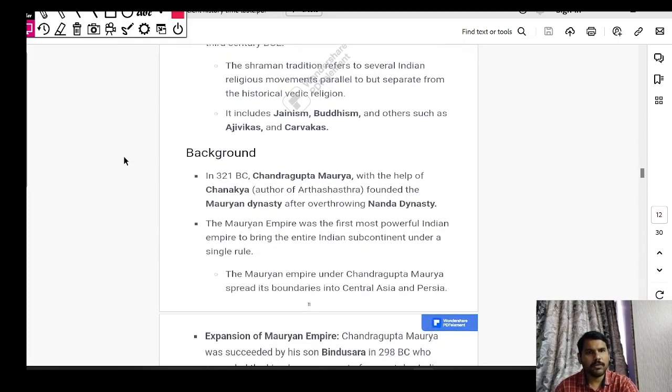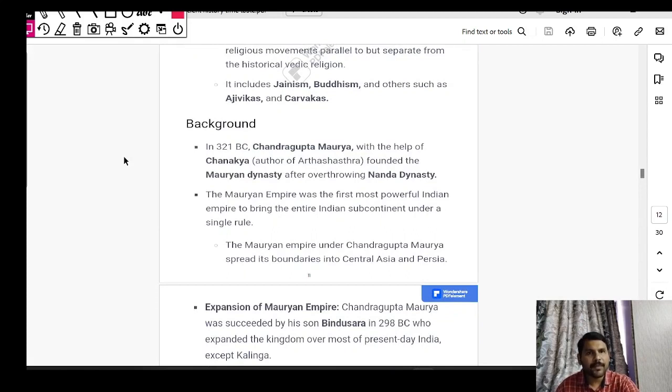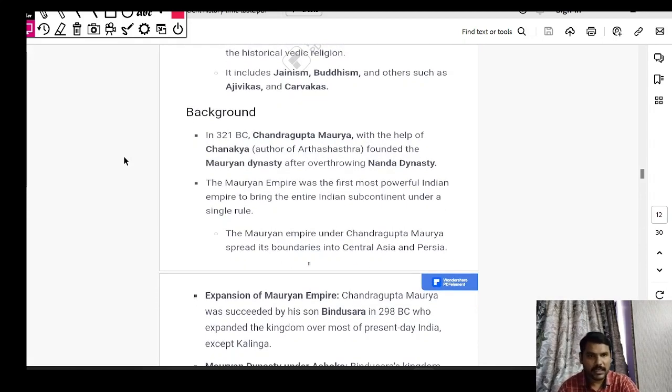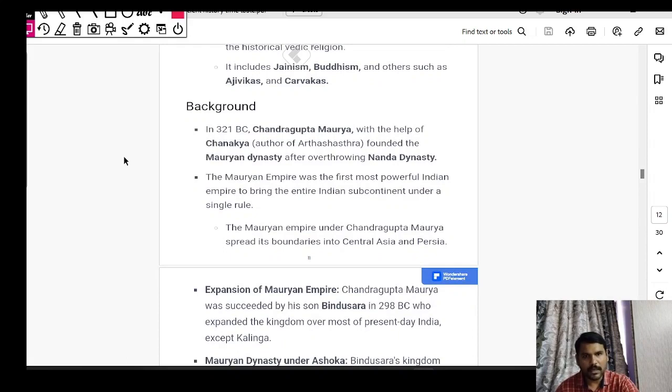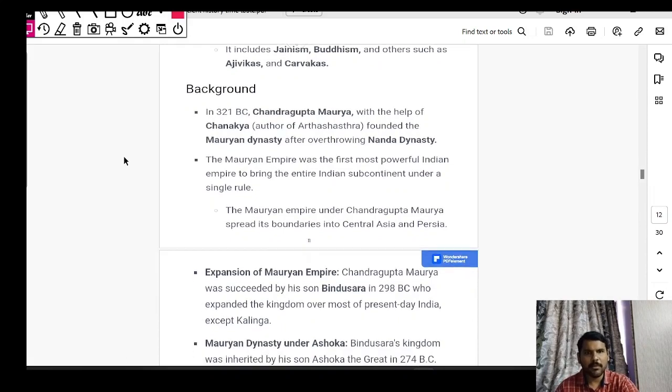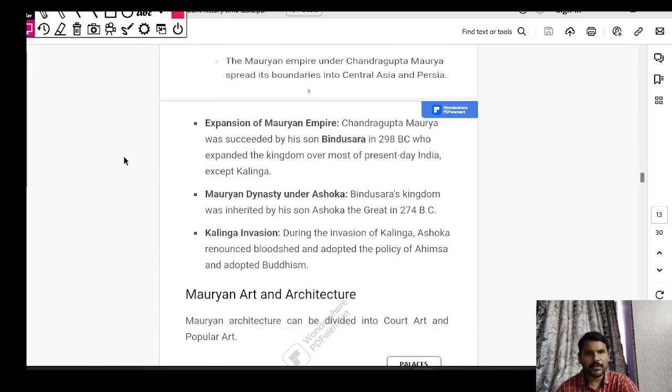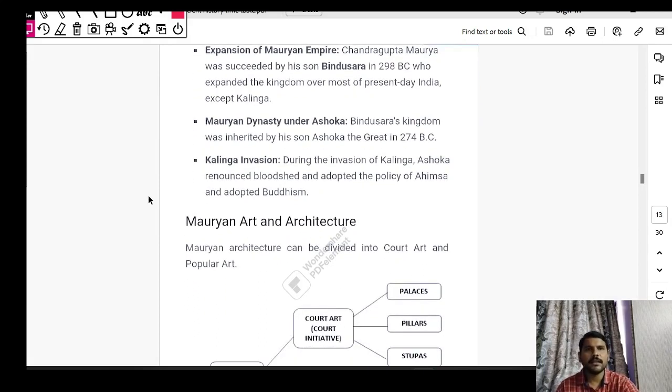Okay, so we've already seen how Chandragupta Maurya attacked Dhanananda. Dhanananda was the last ruler of the Nanda Empire, and he was taken out. Chandragupta established the Mauryan Empire, the first most powerful Indian empire to bring the entire subcontinent under a single rule. We've already seen how later Bindusara conquered much of the Deccan, and only the Kalinga region was left. Ashoka conquered Kalinga also. So the Mauryan Empire expanded under Bindusara in 298 to the present day extent except Kalinga, and under Ashoka, even Kalinga was taken over.